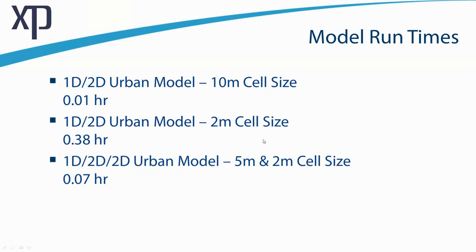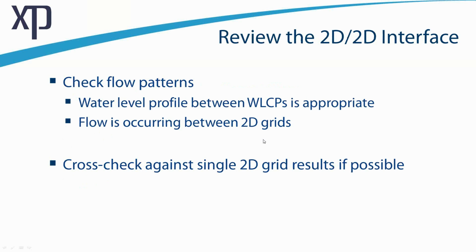So we now have our 1D, 2D, 2D model. We now need to review it. The main way that we review the 2D, 2D interface is to check the flow patterns, and just make sure that the logic of using those water level control points to represent the water level profile between the two 2D domains is appropriate. And there's some fundamental checks too, such as making sure that the flow is occurring between your 2D grids.